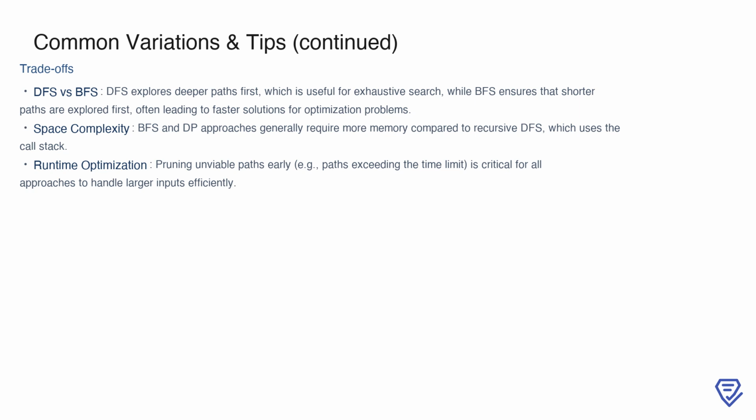Runtime optimization is another critical factor. Regardless of the approach, pruning unviable paths early, such as those that exceed the time limit, can significantly improve efficiency. For larger inputs, this kind of optimization is essential to ensure your solution runs within a reasonable timeframe. Balancing these trade-offs will help you choose the most appropriate method for solving the problem effectively.